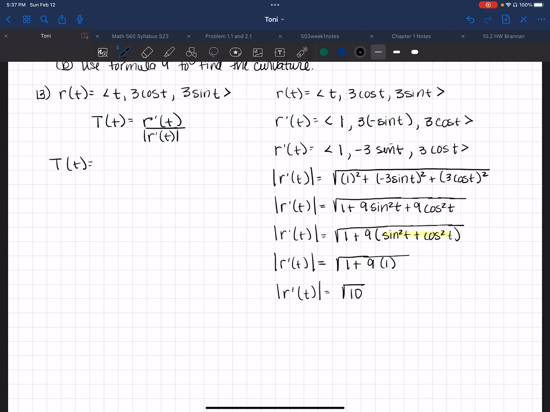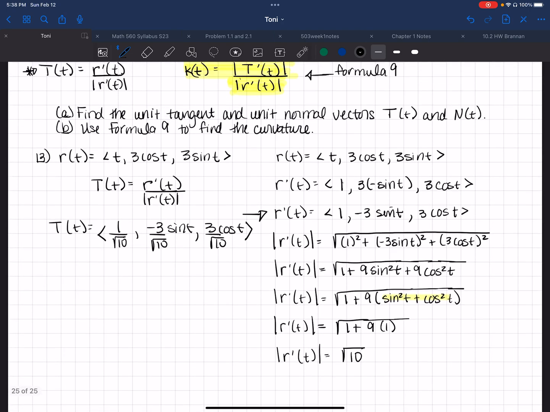Scoot this over a little bit. T of t is going to equal, I'll make this a little bigger, well, r prime of t, which is right here. So I've got 1 over the length of r prime of t, which is the square root of 10, times the vector 10, negative 3 sine t, well, and that's over the square root of 10. And then I have 3 cosine t over the square root of 10. All right, so that's where they got T of t from in A.